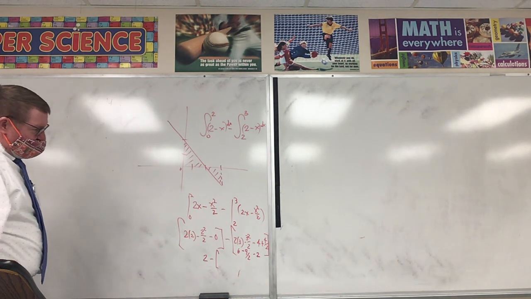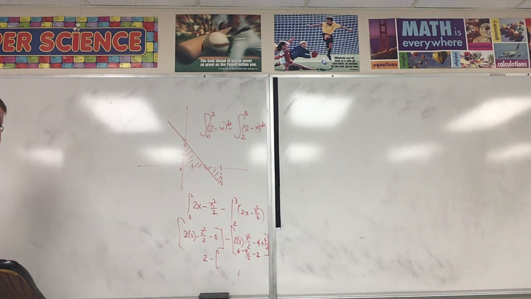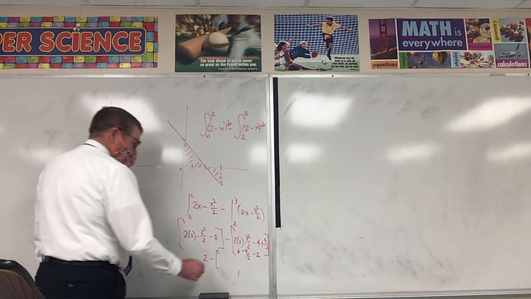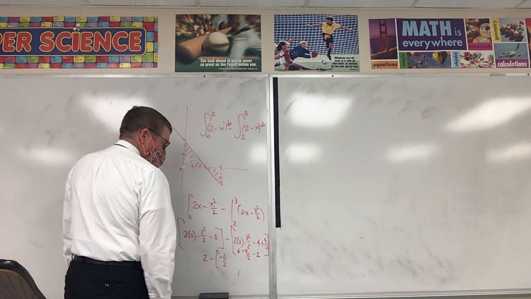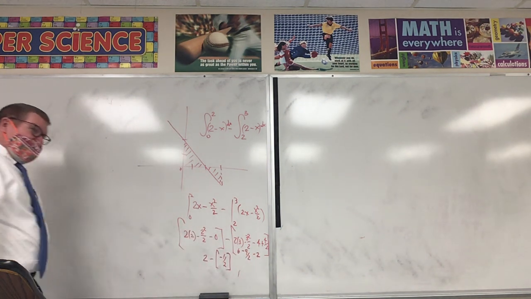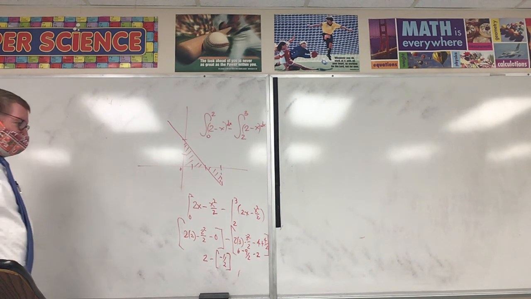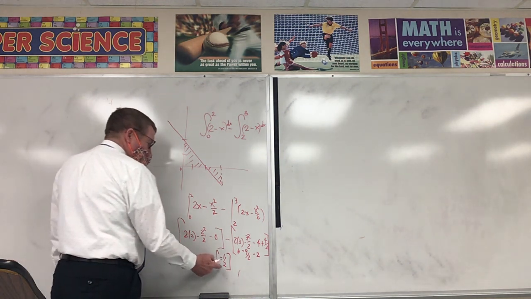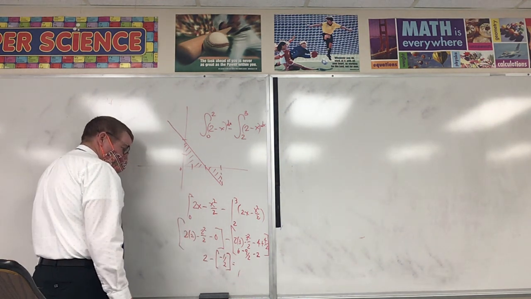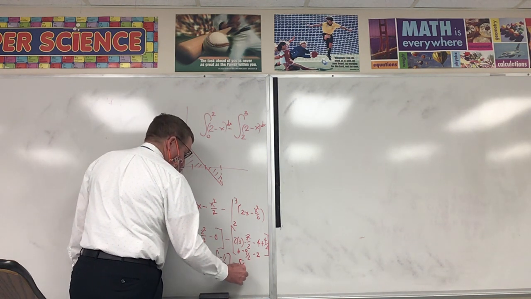6 minus 9 over 2, minus 2 is 4 minus 9 over 2. 4 is the same thing as 8 over 2. 8 over 2 minus 9 over 2 is negative 1 half. So 2 minus negative 1 half is 5 halves.